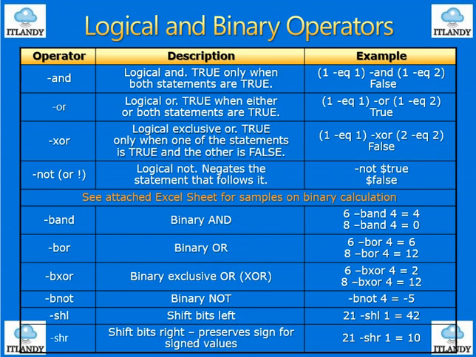Operators: -and, -or, -xor, -not, -band, -bor, -bxor, -shl, -shr. Logical AND is true only when both statements are true. Logical OR is true when either is true, or when there is an exclusive. I've also got an attachment, and I will put the link at the end of this session, where you can download an Excel file with some binary calculations showing how that works.